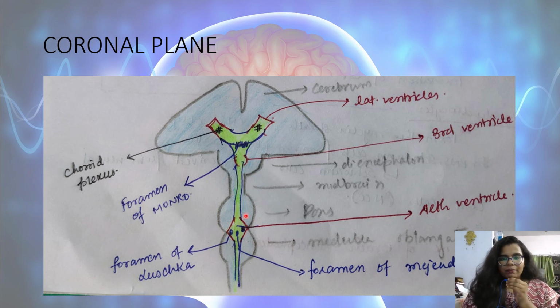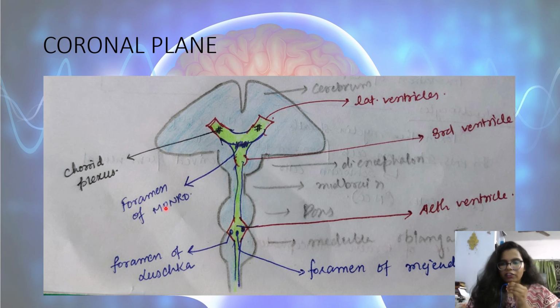Now we'll be learning about the connections between them, like how they are connected to each other. The lateral ventricle gets connected to the third ventricle via the foramen of Monro. Then it connects from the third ventricle to the fourth ventricle, and then you will be seeing over here the foramen of Luschka on two sides, and then the foramen of Magendi.